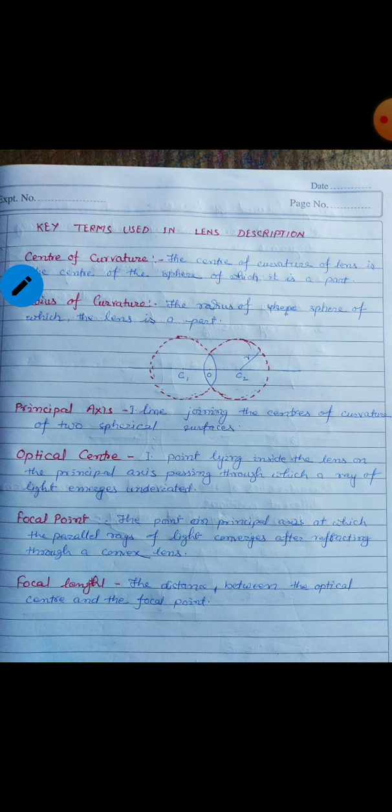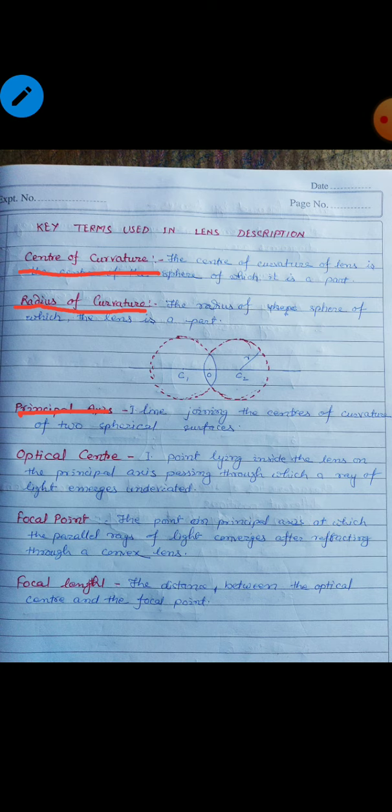Number one is center of curvature. The center of curvature of a lens is the center of the sphere of which it is a part. And after that, student, radius of curvature. This is the radius of the sphere of which the lens is a part, and it is known as radius of curvature. After that, student, we will discuss principal axis.